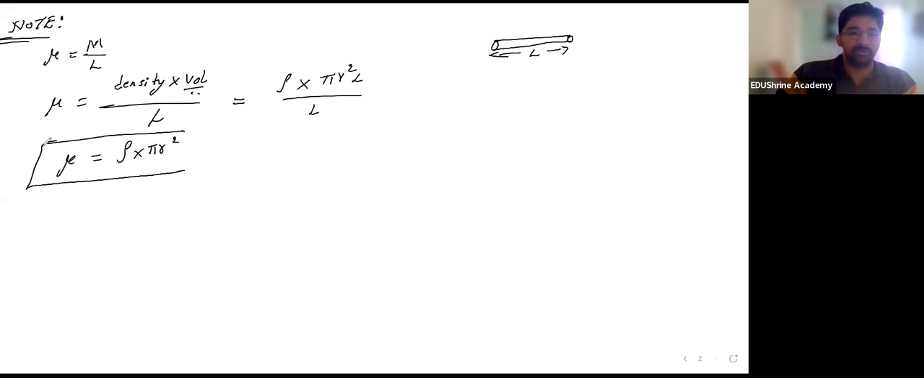By this formula also, just by knowing the radius and its density, we can find out the mass per unit length of the string. So what is rho here? Density of the string. It depends on the material. For a steel wire its density is different, for iron it is different, for aluminum it is different. And this is the radius of the string.